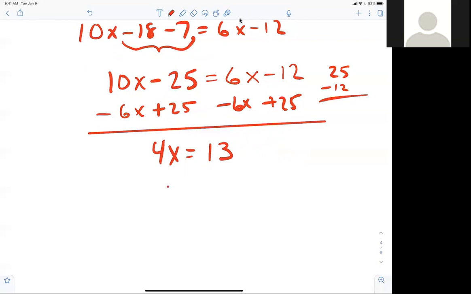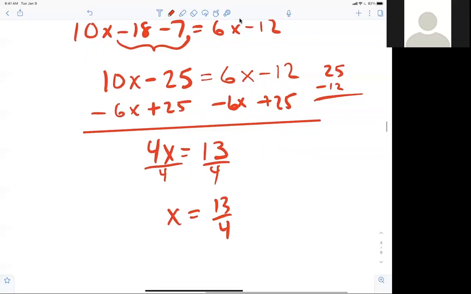x equals 4 over 13. Now that's a common mistake. Oh, it's 13 over 13. Right? You're dividing by 4. On your test or quiz, whatever, if you put that down, it's easier to see if you're having trouble. All right, so 13 over 4 is good. I'm happy with that.